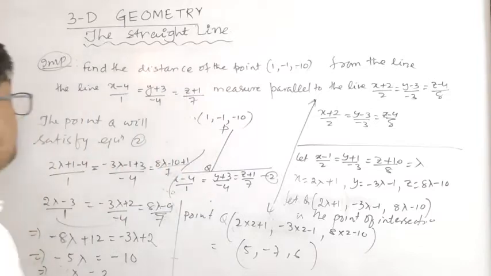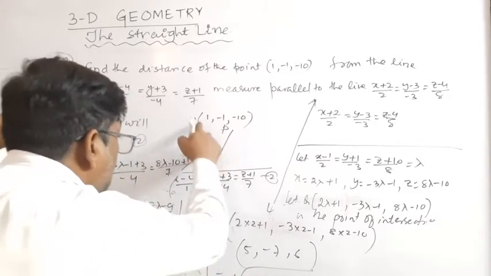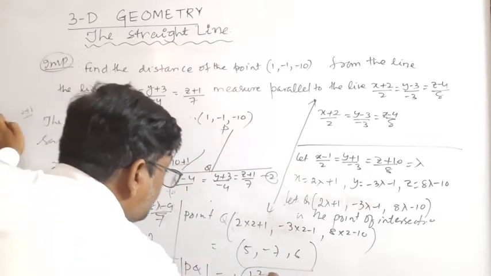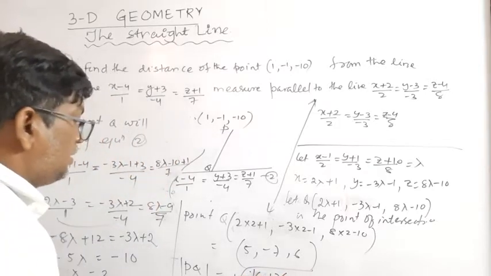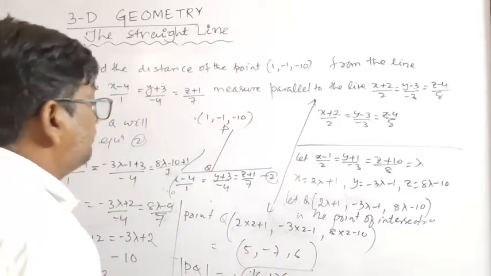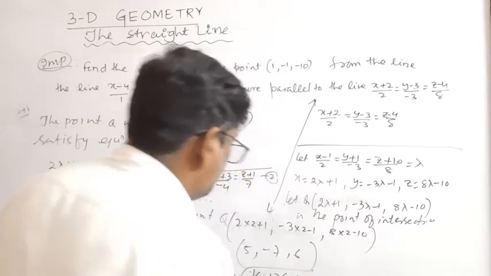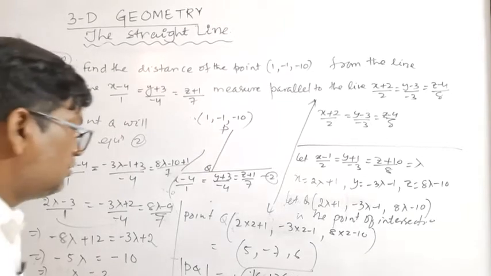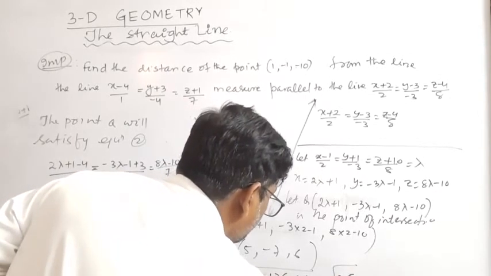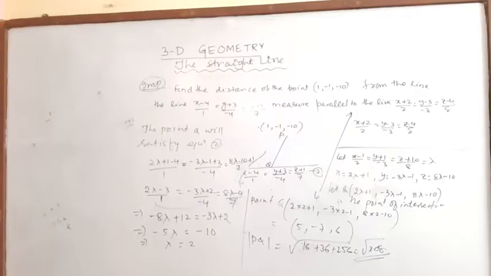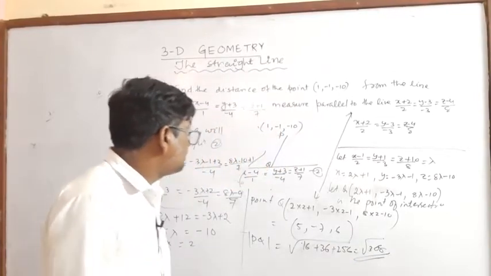Now the distance PQ is equal to root over (5 minus 1) whole square, plus (minus 7 plus 1) square, that is 36, plus 16 square, that is 256. So this is 16 plus 36 plus 256, which is 308. So root 308 is the answer, the distance of the point PQ.